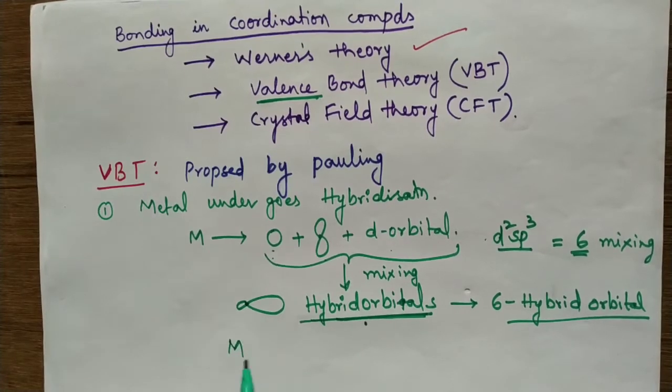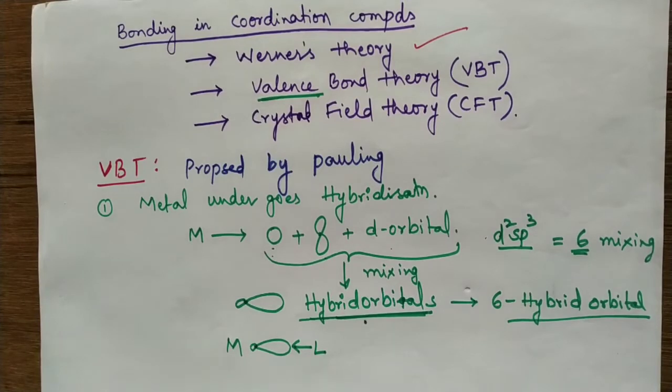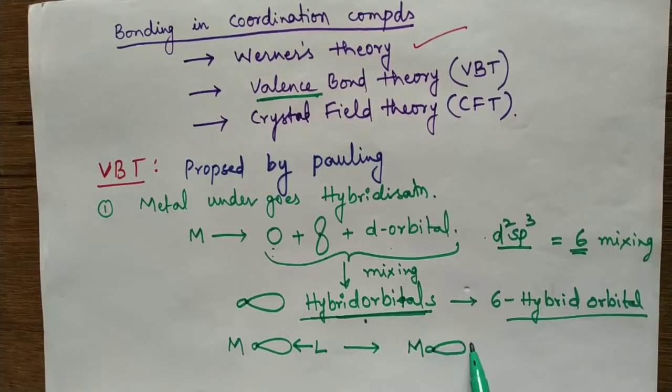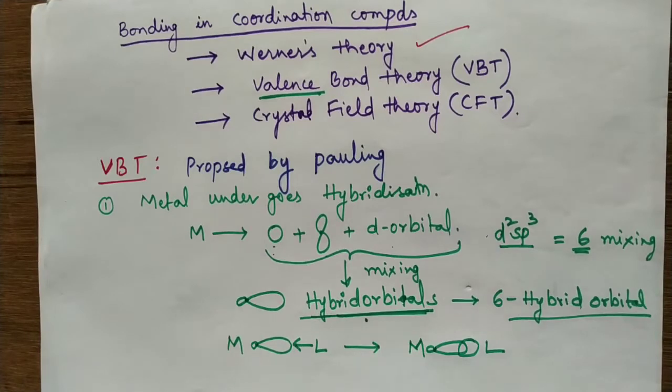Once the metal forms hybrid orbitals, the ligand donates the electron pair to the metal atom to form the metal and ligand bond. So what is the first point? The metal undergoes hybridization to give hybrid orbitals. Once the hybrid orbitals form, the ligand donates an electron pair, not electrons, to the metal atom. These are empty hybrid orbitals.